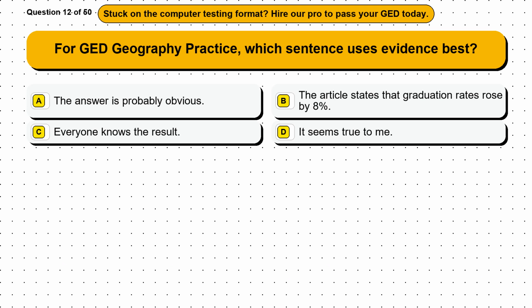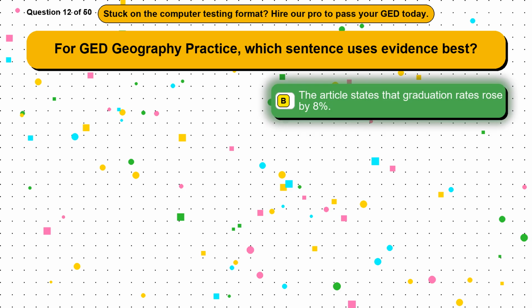Question 12. For GED Geography Practice, which sentence uses evidence best? Option A. The answer is probably obvious. Option B. The article states that graduation rates rose by 8%. Option C. Everyone knows the result. Option D. It seems true to me. The correct answer is option B.